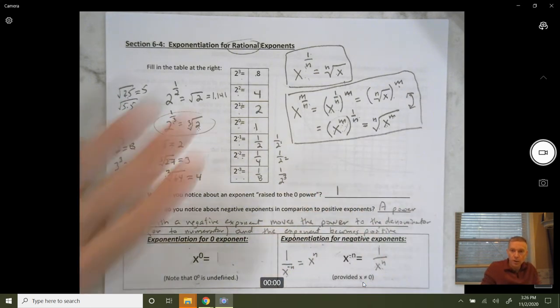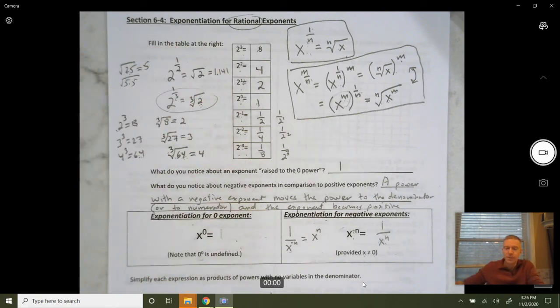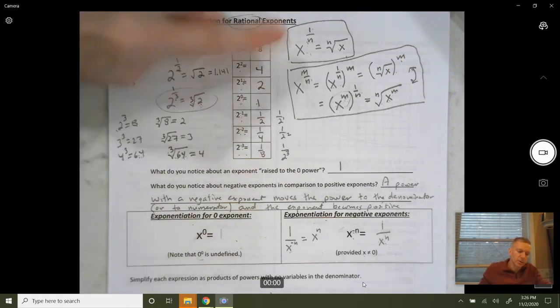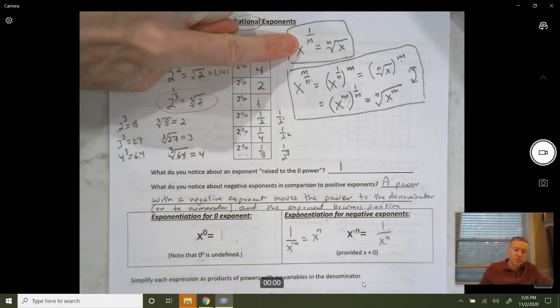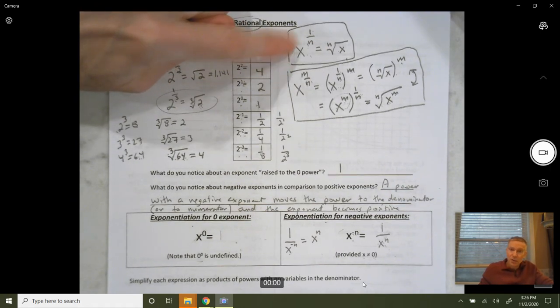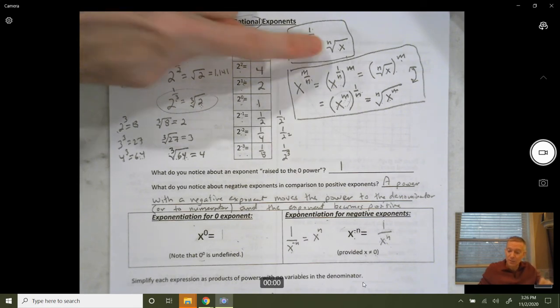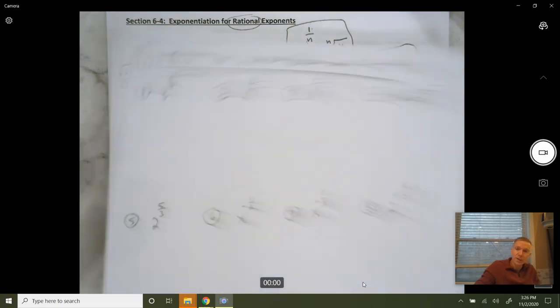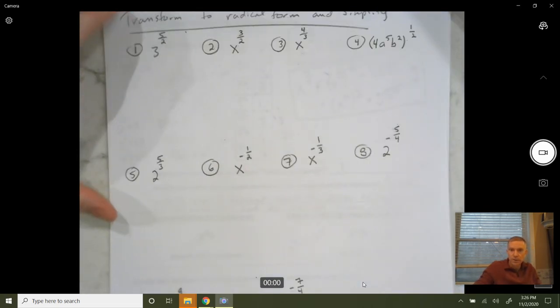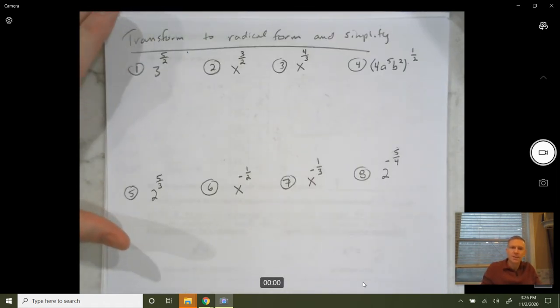Now before I go on to another page, you don't have this in your packet, but I made a few problems just to understand going back and forth when you have a rational exponent versus a radical. Sometimes you're going to simplify, and it says leave your answer as a power with a rational exponent. Sometimes it's going to say leave it in radical form. So here, I'm going to give you some examples. I'm going to go through these fairly quickly because a lot of them are fairly simple examples, but there's a lot to them. Okay, transform to radical form and simplify.